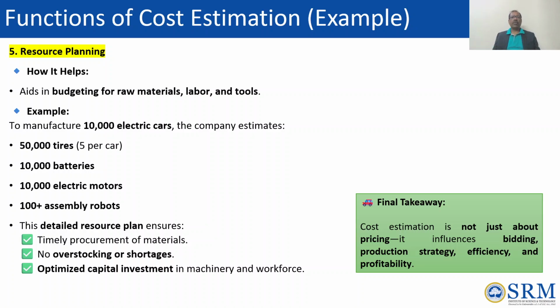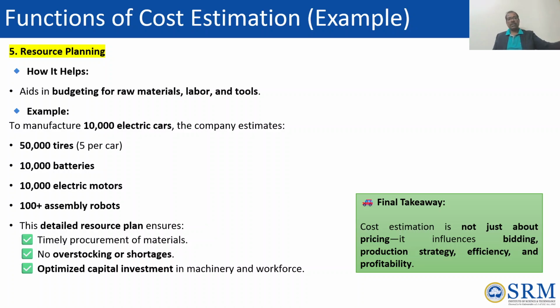So you need to have robots. Not necessarily 10,000 robots. At least a minimum of 100 plus assembly robots are needed. Then only can it do proper assembly, because in terms of accuracy, everything done by the robot will be good. So all this is considered as resources. For those resources also you should have a clear plan. Then only can you estimate that cost properly.